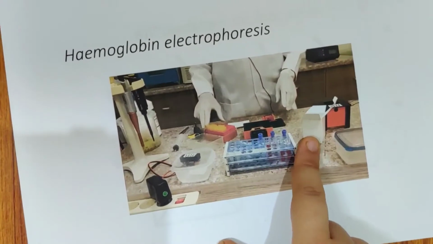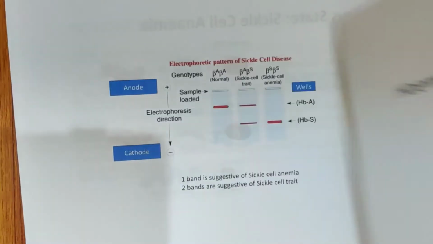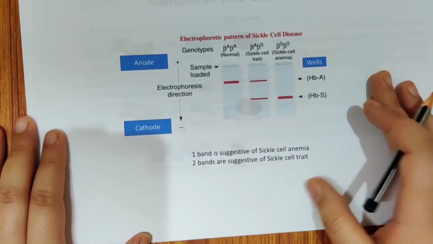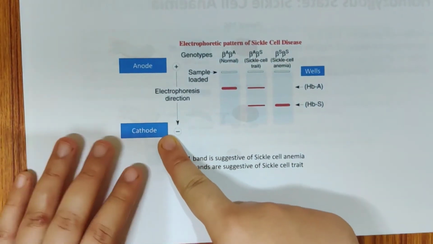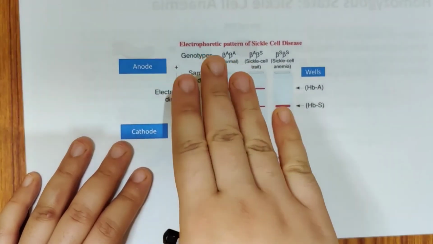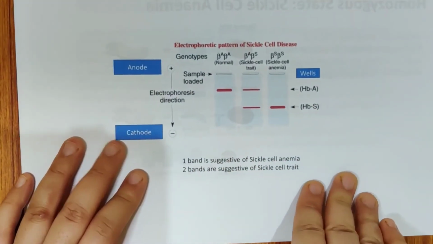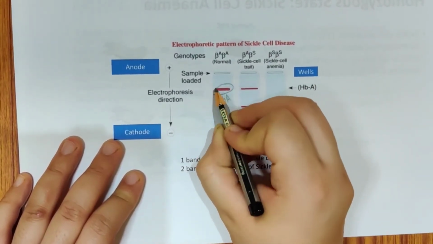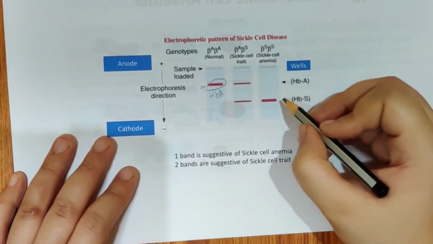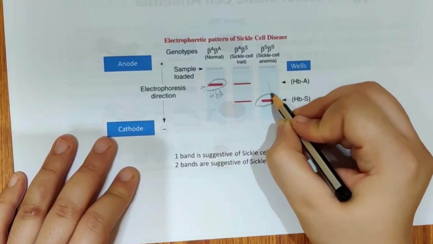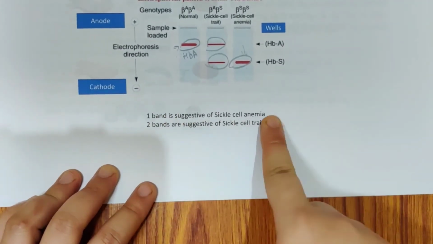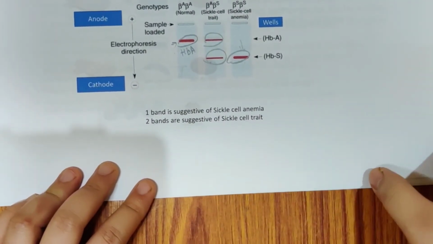Then for hemoglobin electrophoresis, I've also added a video, you can have a look. After seeing the video also you can understand this. You pass the electricity from the anode to cathode. During this, whatever you filled in the wells will move because of the electrical current. HbA will form a single band, but it will stop over here. Sickle cell anemia will also form a single band, but it will surpass the level. In sickle cell trait you have two band formation. So one band is suggestive of sickle cell anemia, two bands is suggestive of sickle cell trait.